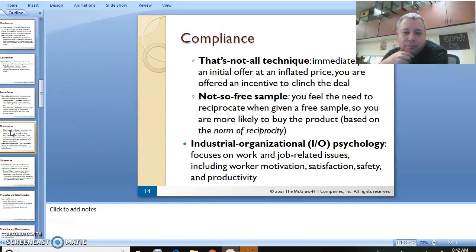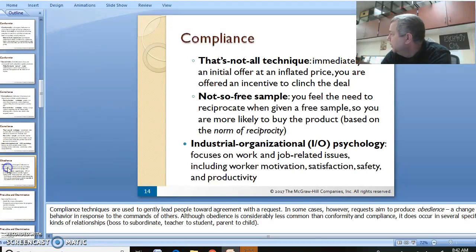IO psychology is where the money is, and if you're into psychology and you like money, IO psychology is a good deal. Emporia State used to have it, but no longer does. So K-State, I believe, is the only one in the state that offers IO psychology, so consider taking it.